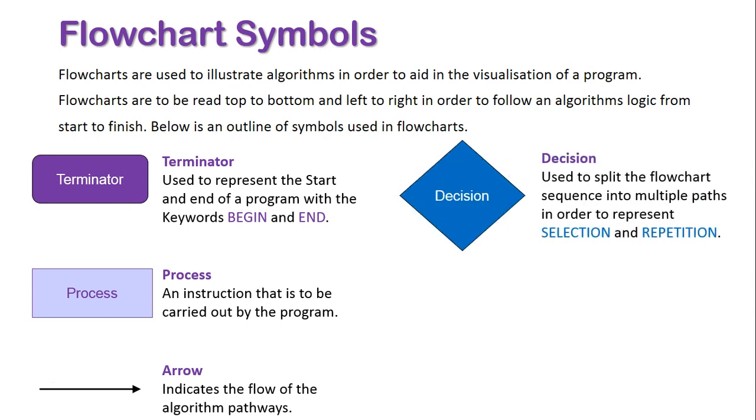After this, we have a decision, and these are used to split the flowchart sequence down multiple paths. So it is used in the same control structures of selection and repetition. Within these diamonds there is usually a question or an actual case statement, and this highlights the beginning of the different branching paths.